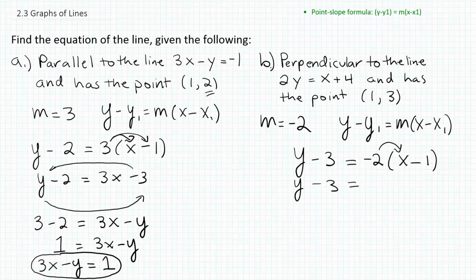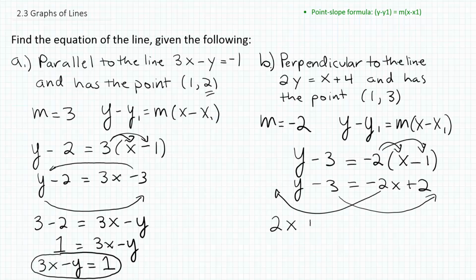So -2 times x is -2x, and -2 times a -1 will give you +2. Then from there, we can just move the x over to one side and move the 3 over to the other. So we're going to end up having +2x plus y is equal to 2 plus 3. So 2x plus y is equal to 5. And that is our answer.